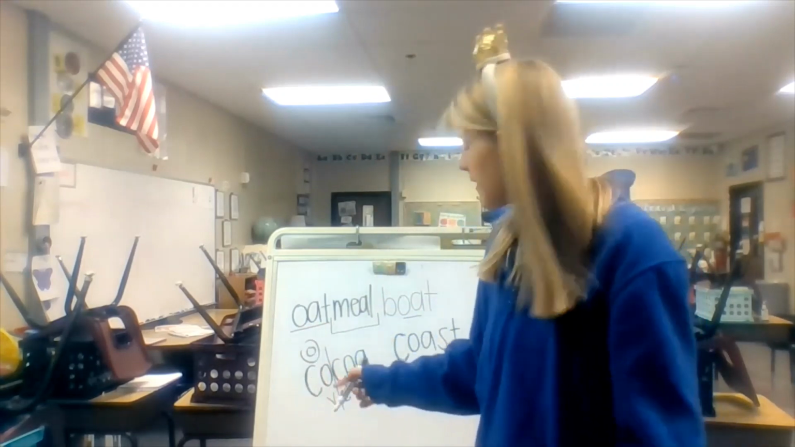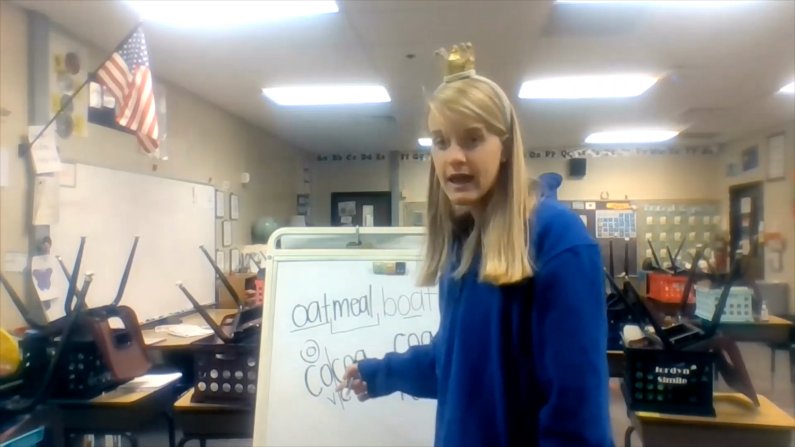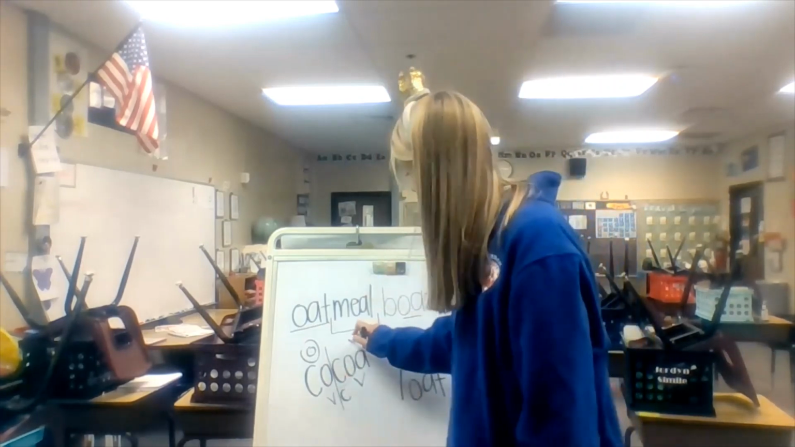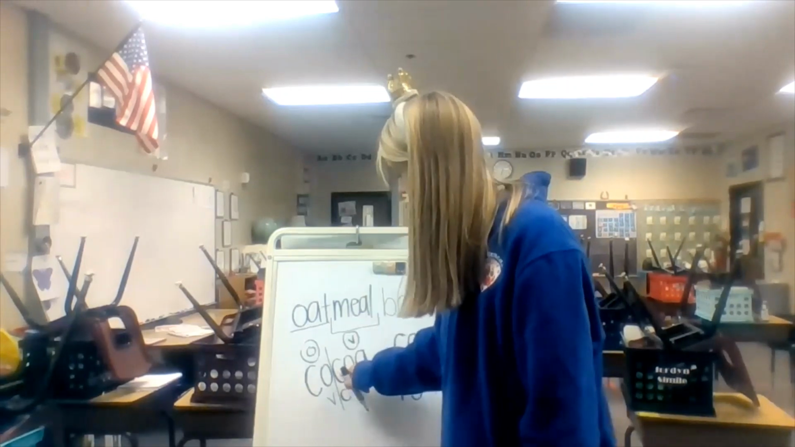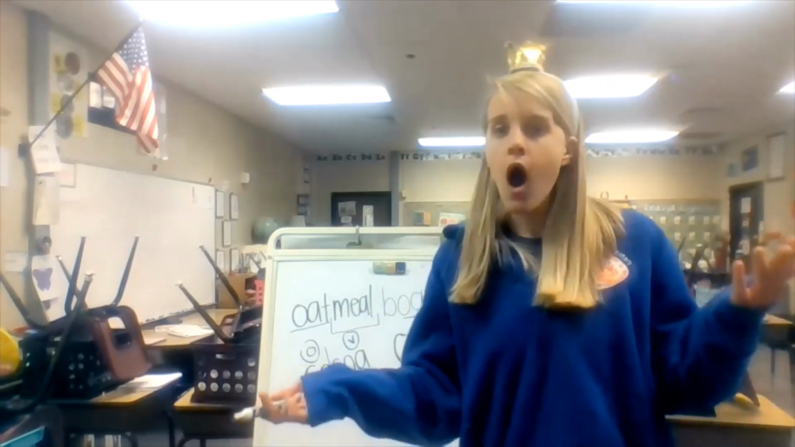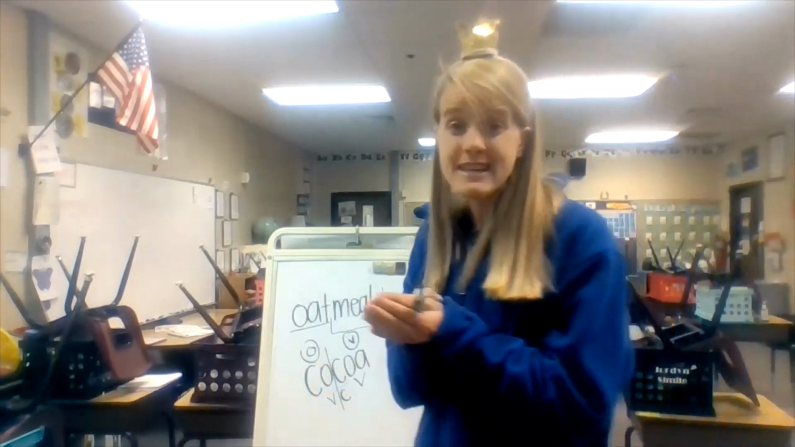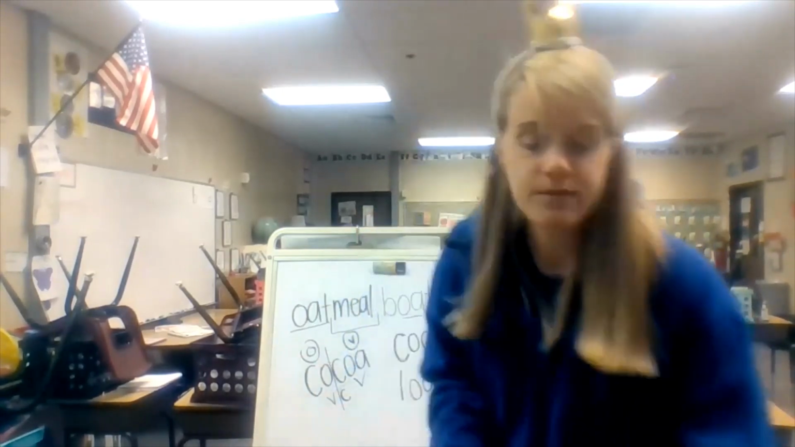That's another way to say O. K-O. And then look over here. O-A. That's a vowel team that says O. So this would say K-O. So let's put it together. Co-coa. Cocoa. Like hot cocoa. Awesome. So that is OA says O like boat.